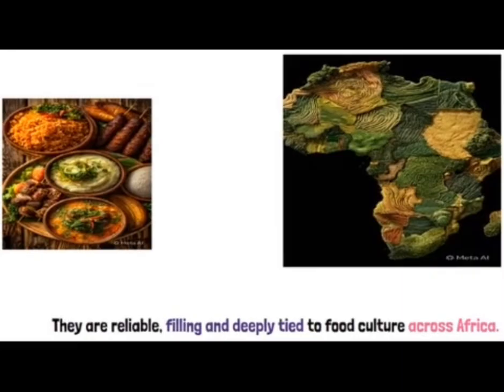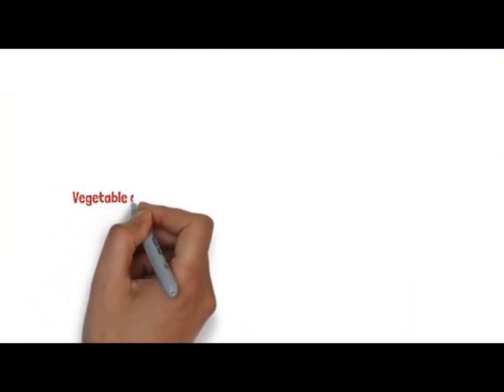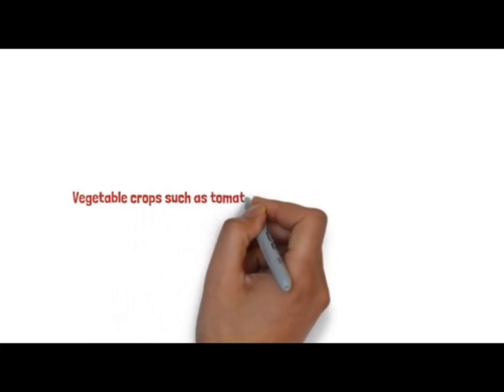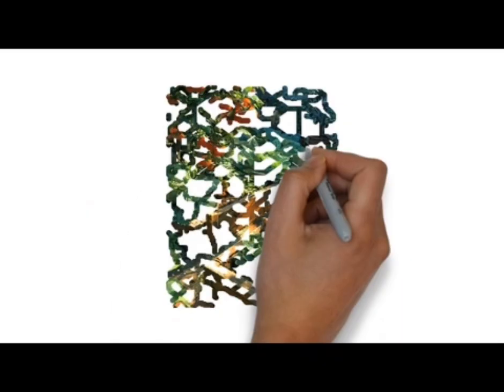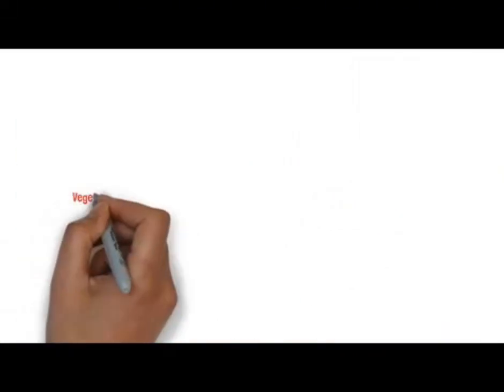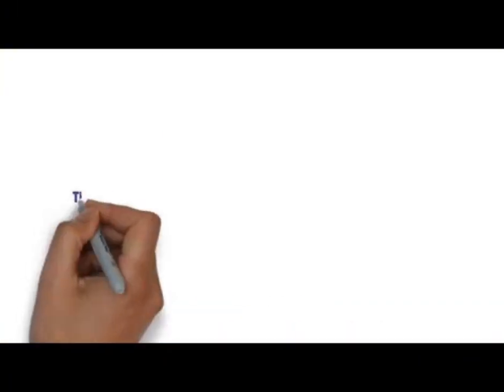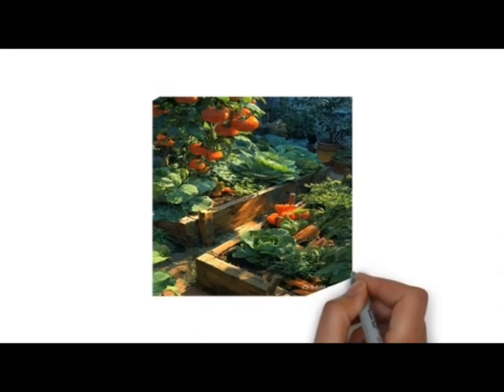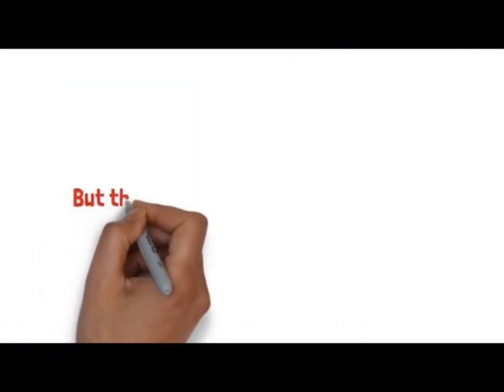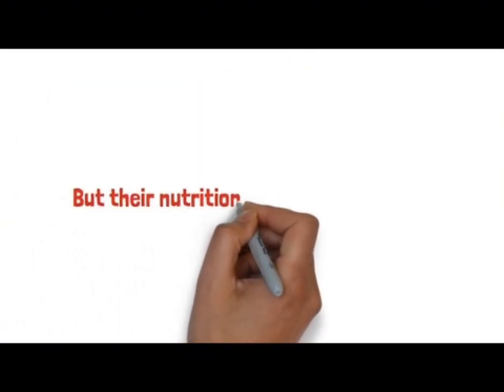Vegetable crops such as tomatoes, carrots, cabbage, and lettuce, are often eaten fresh and provide essential vitamins and minerals. They may look small compared to cassava fields or maize farms, but their nutritional value is enormous.